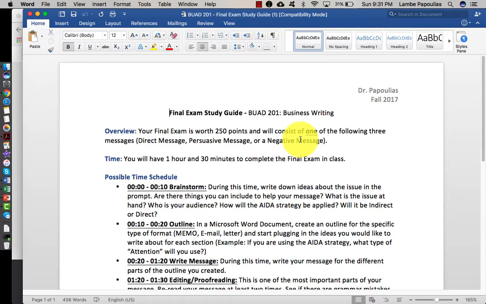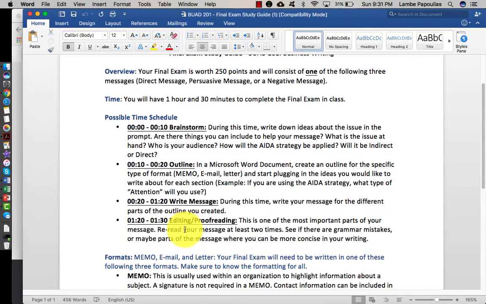So now you should have your direct message, persuasive message, and negative message back to you with the revisions that you needed to make for each one of those messages. And that's going to be one of your final exam prompts, either a direct message, persuasive message, or a negative message. It will not be a sales message. You will have 1 hour and 30 minutes to complete the final exam in class.